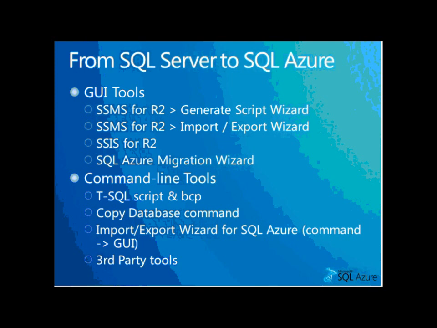SQL Server Integration Services, again, you must be using R2. Of course, you would be using Business Intelligence Development Studio to create your SSIS package if you create it from scratch rather than saving it from the Import-Export Wizard, and I'll show you both here. And then we have the third-party tool right now, the SQL Azure Migration Wizard. From the command line world, we have just good old scripting. We have BCP, we have Copy Database, we have the Import-Export Wizard, and the Import-Export tool.